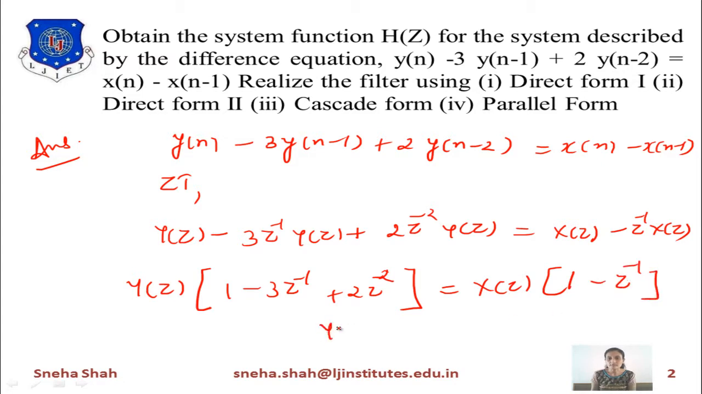Now from this we find Y(z) upon X(z), which gives the system transfer function H(z). So the first step, when the difference equation is given, is to find the z transform using the time shifting property. Next, take the common part of Y(z) and X(z), and then find Y(z) upon X(z), which equals H(z). This term remains as 1 minus z inverse, and this term goes over here as 1 minus 3z raised to minus 1 plus 2z raised to minus 2.